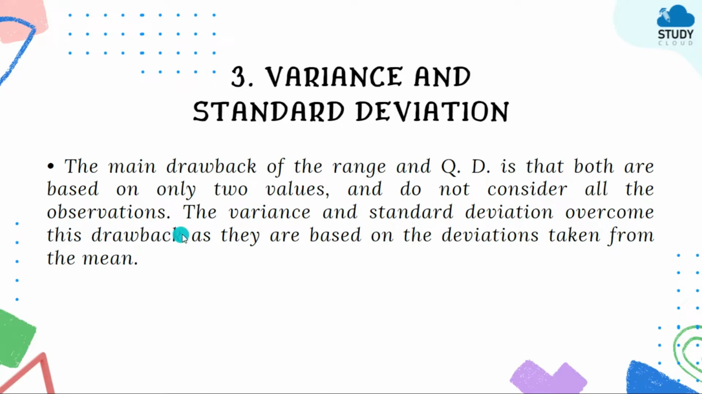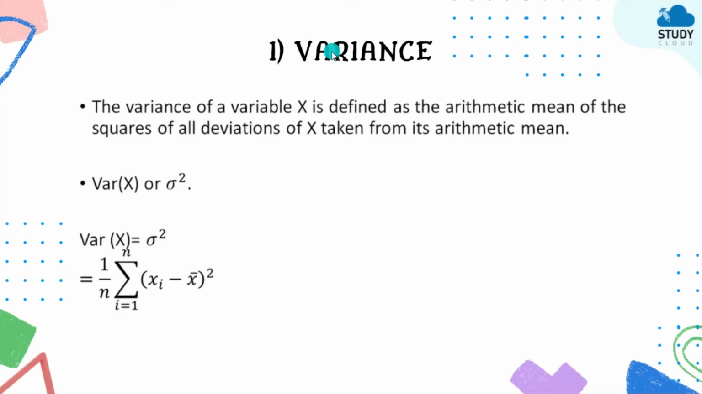So let's read further. The variance and standard deviation overcome this drawback as they are based on the deviations, means differences, taken from the mean. So let's study both these concepts in detail. First is variance. The variance of a variable x is defined as the arithmetic mean of the squares of all deviations of x taken from its arithmetic mean. So the variance is the average of the squared differences from the mean, that is, the arithmetic mean.